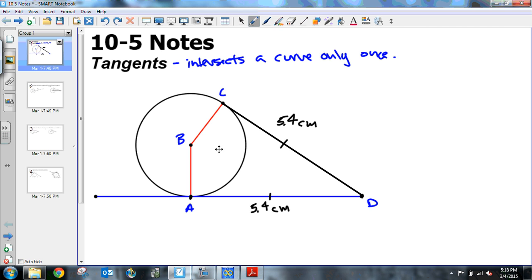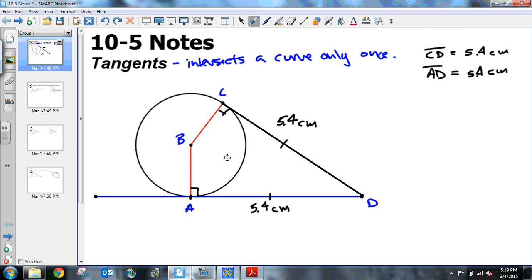Now, the other unique thing about this is that the intersection of segment AB and AD creates a perpendicular angle, a 90-degree angle. Okay, and the same thing can be said here at point C. So segment BC is perpendicular to segment CD. All right, so I'm going to write that. Let's write that segment CD is 5.4 centimeters, and then let's write that segment AD is also 5.4 centimeters.